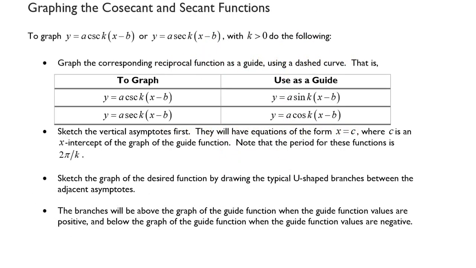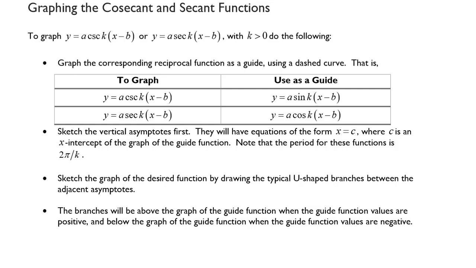So let's look at graphing the cosecant and secant functions. We're not just going to stop at a fancy little sine and then comparing it with the reciprocal. We also have to look at the transformations that will occur with those reciprocal functions. And so for the graph of y equals a cosecant k times x minus b, or y equals a secant k times the quantity x minus b, with k greater than 0, we'll need to do the following.